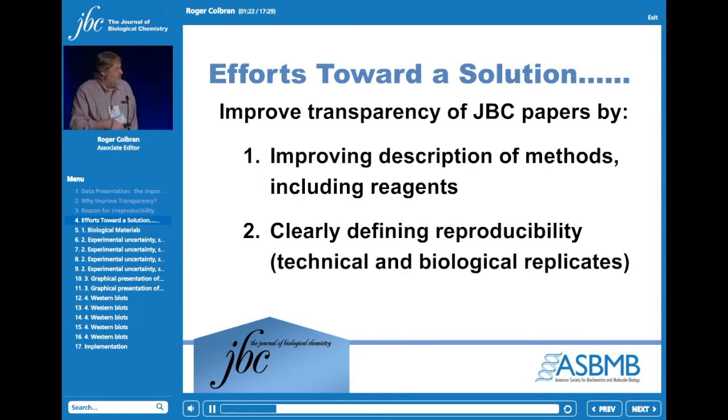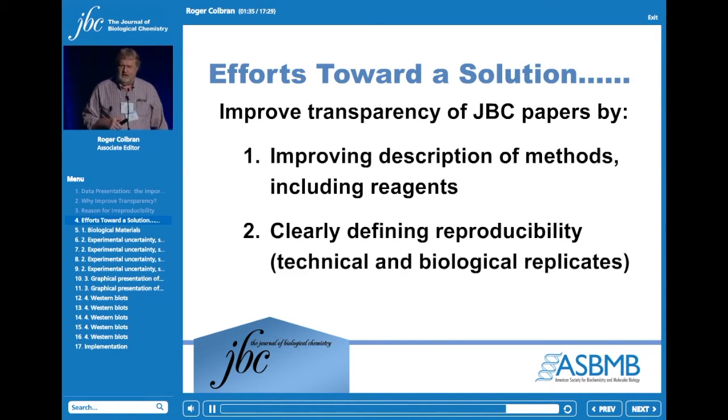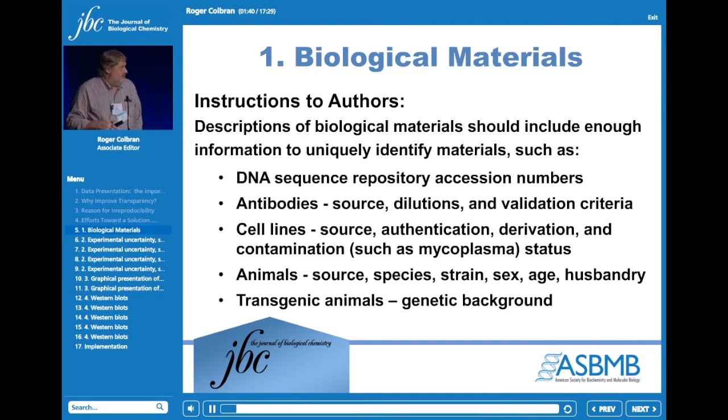So our goal is to improve transparency by improving methodological descriptions, including the reagents, and clearly defining reproducibility and how data is shown, so that it's easy for the reader to assess and for the reviewer to assess during the review exactly what the data looks like, so that nothing's obscured. And so, just to quickly run through, a lot of what I'm going to describe really is in our instructions to authors, which are available on the website. And if you're going to submit a paper, you should be looking at the instructions to authors for any journal, and looking through what they have to say and what they require you to provide.